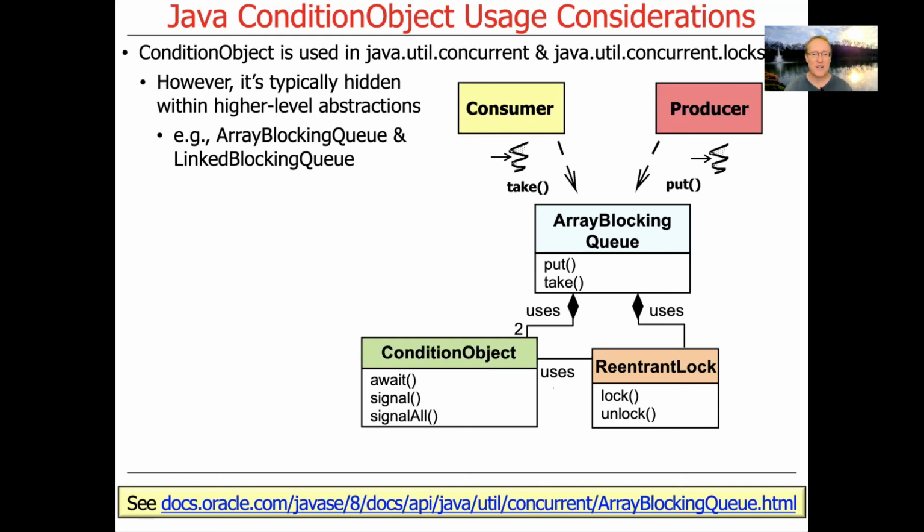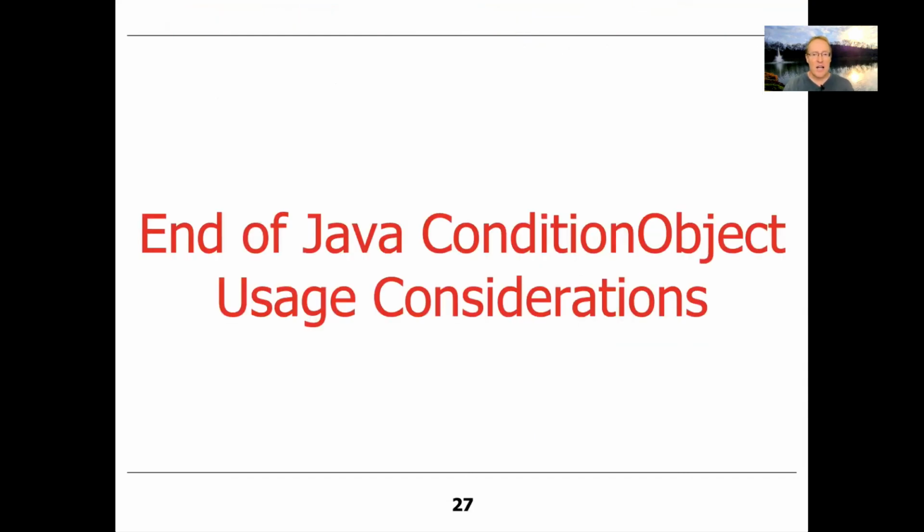There are other uses of condition object in other Java synchronizers, but by and large, the primary way in which they're used is for these thread-safe queues, the producer-consumer queues that block when the queue is empty or block when the queue is full. So that's the end of the overview of the Java condition object usage considerations. Now you should be quite well prepared to implement the simple semaphore, which is part of your assignment 2B.